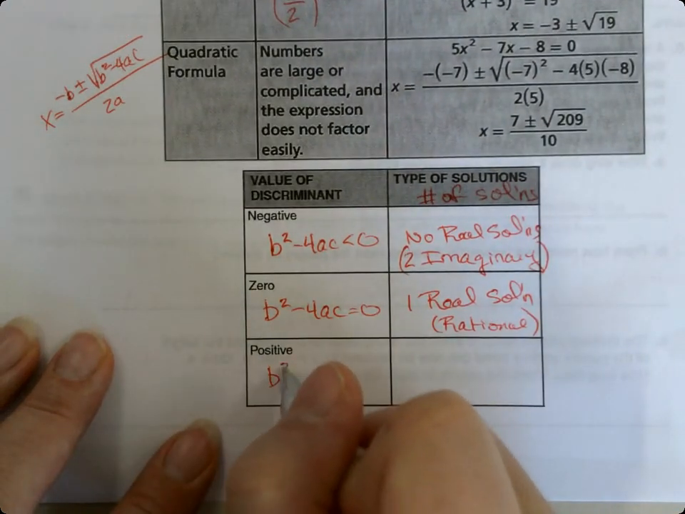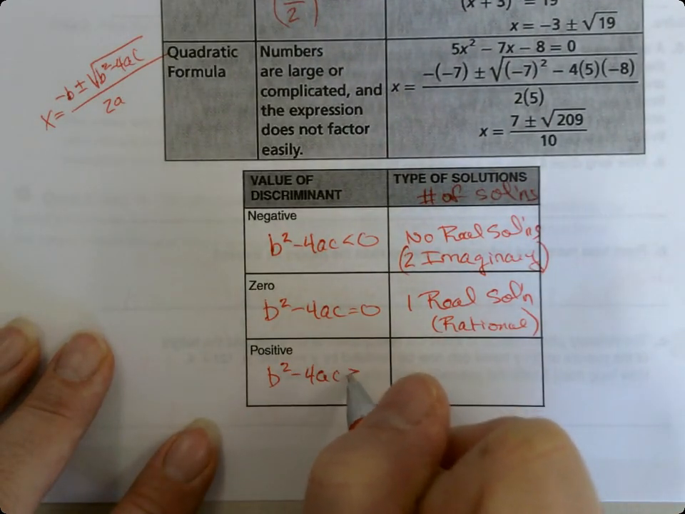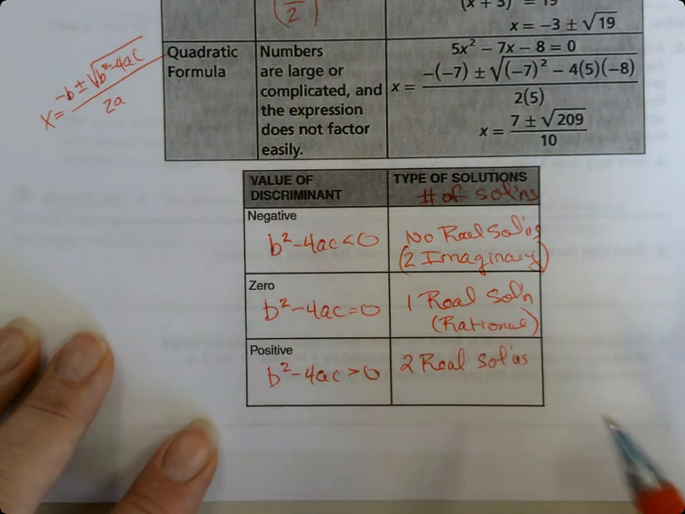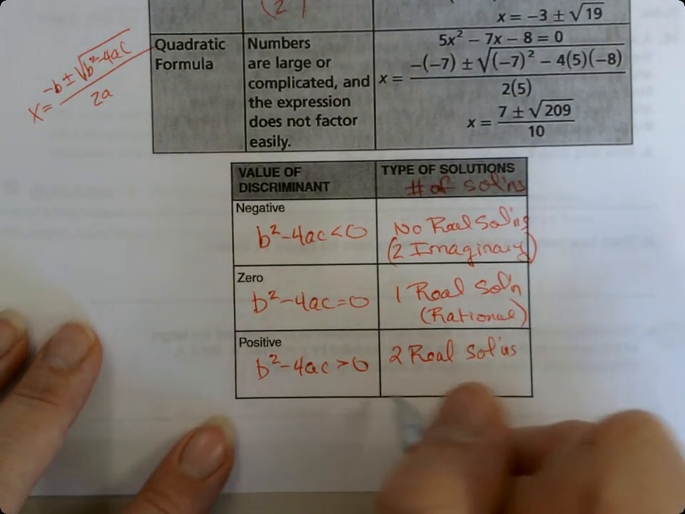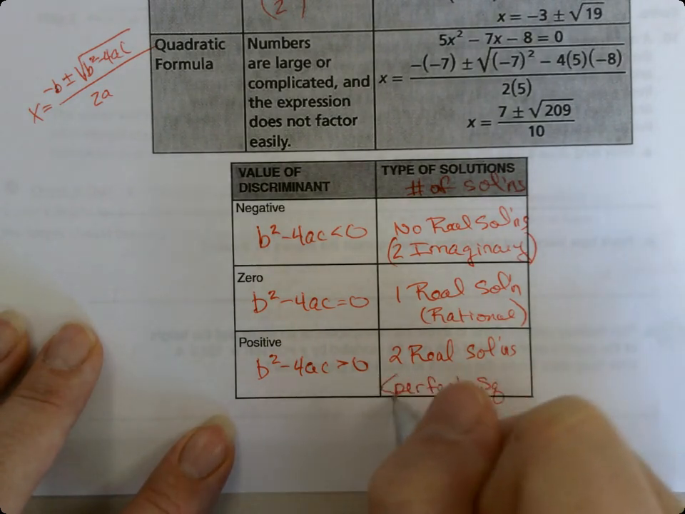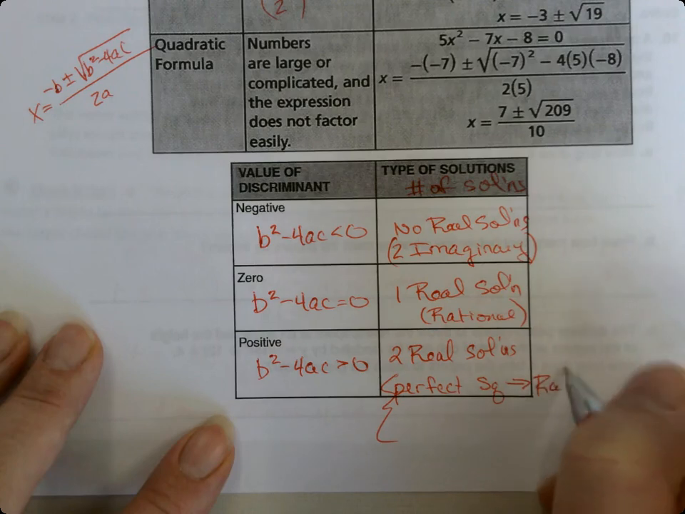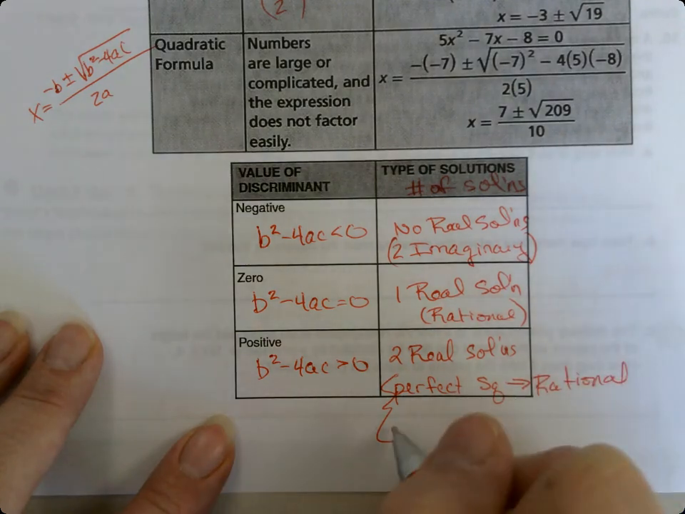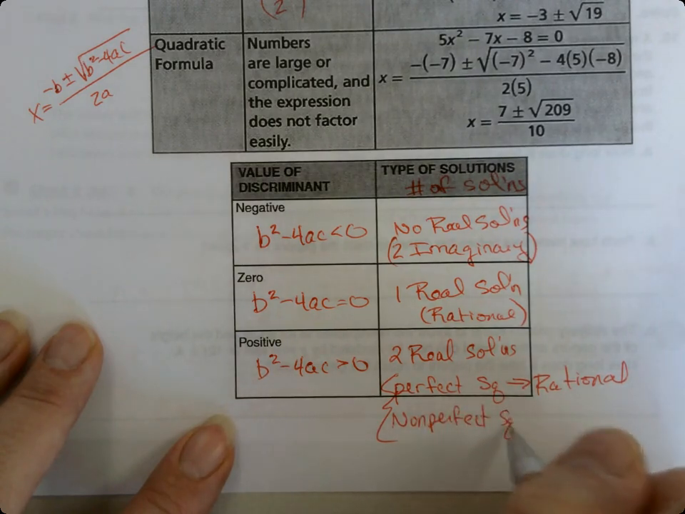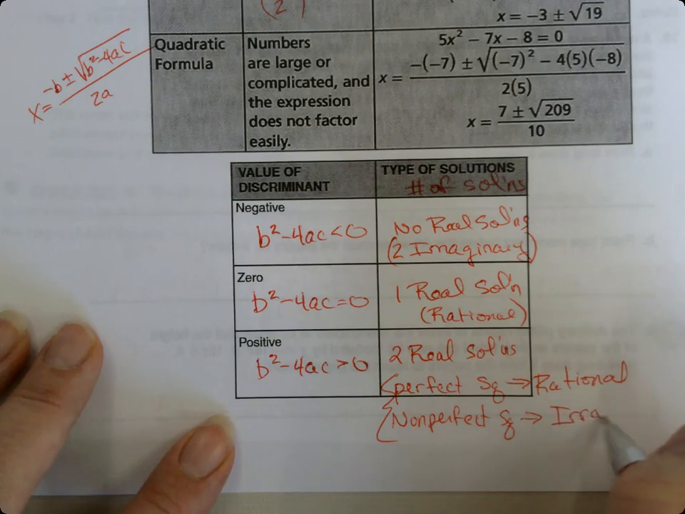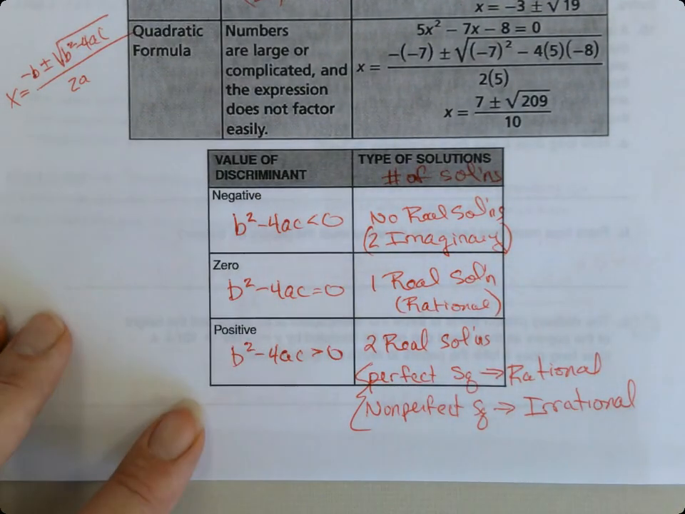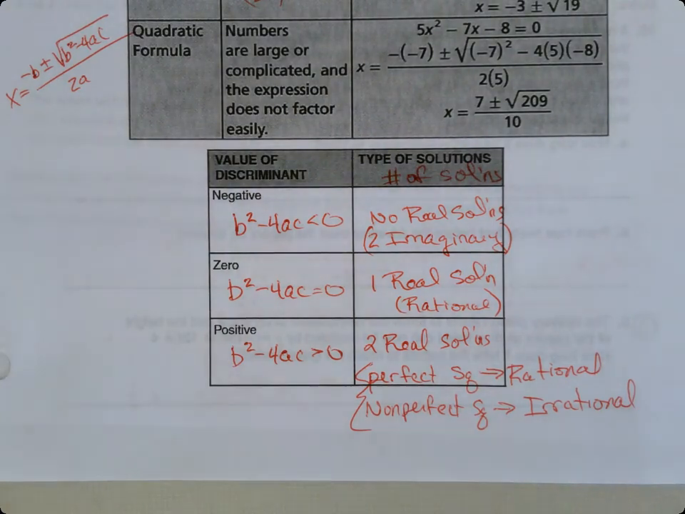And if your discriminant is positive, which means greater than 0, you'll get 2 real solutions. And then those 2 real solutions can break down. If it is a perfect square, what happens? It is going to be rational. 2 rational answers. If it's not a perfect square, it will be irrational. So if you're asked to find the number or type of solutions, you're only finding the discriminant. If you're asked to solve, then you're using the quadratic formula.